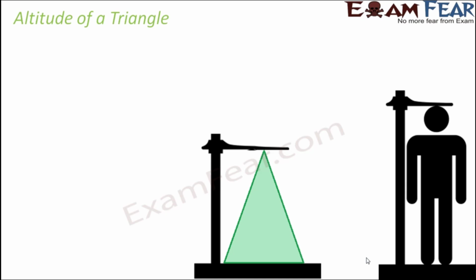Okay, now we are going to introduce another attribute or another parameter that defines a property of a triangle, and that is altitude. Like how we spoke about median, similarly this is another concept of altitude. Now, what do we mean by altitude of a triangle? So altitude is nothing but the height of a triangle. If you look at the literal meaning, altitude is nothing but height.